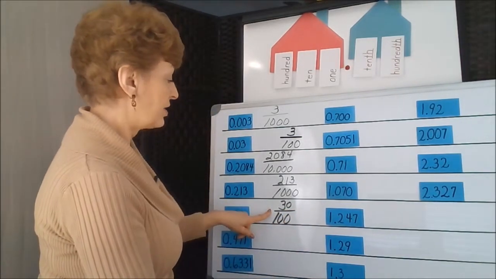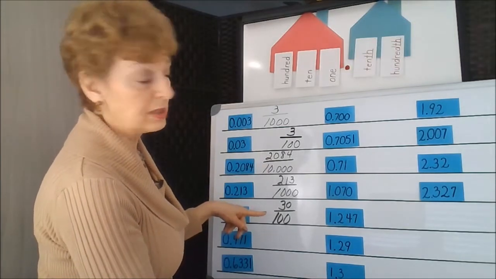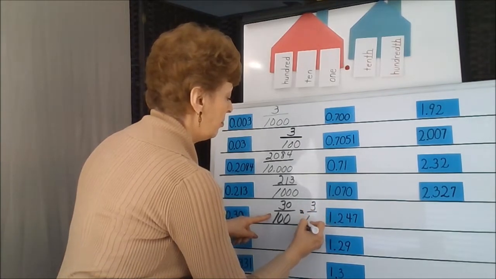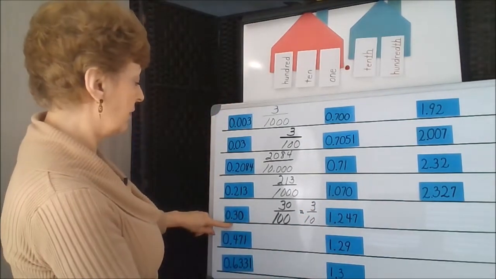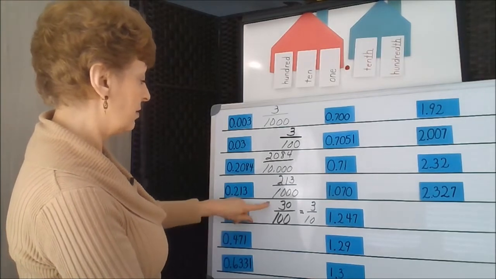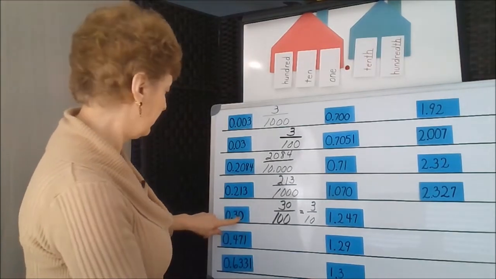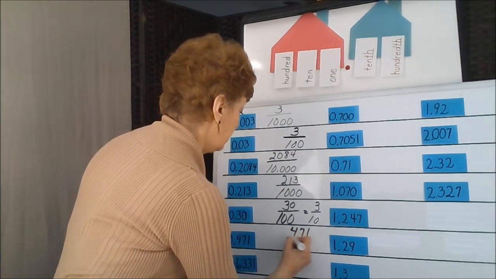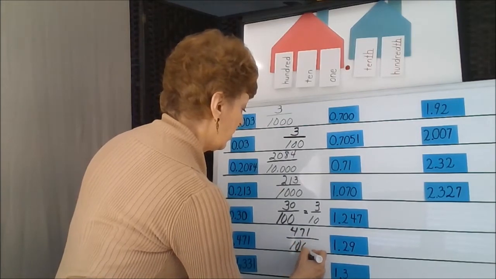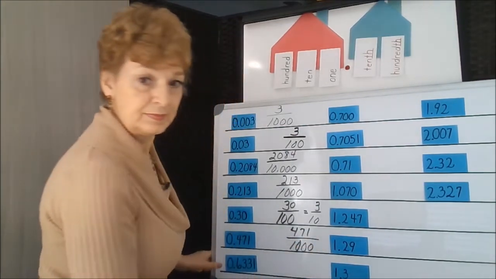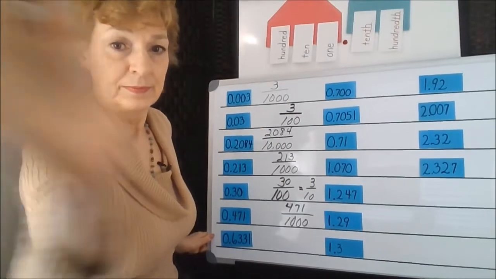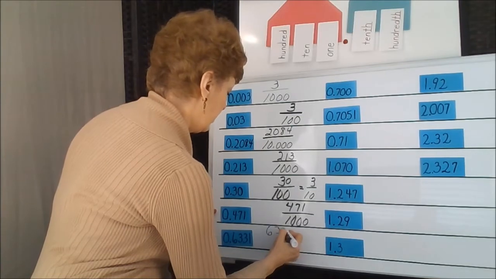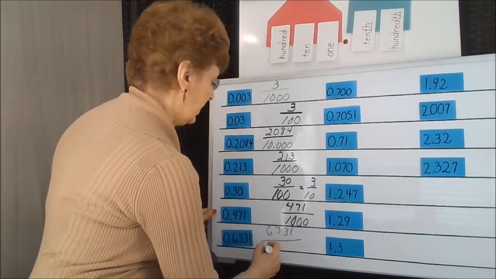This particular fraction and some of the others are reducible to lower terms. This one we could also call 3/10. But as we see here in this decimal, 30 hundredths is what this decimal is saying. 471 thousandths. The 1 is in the thousandths position. 6,331 10,000ths.